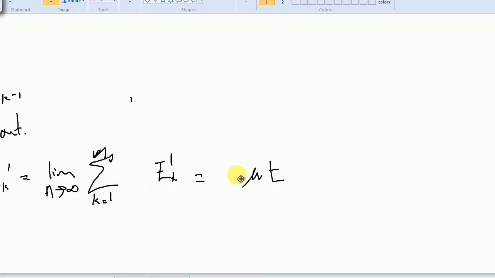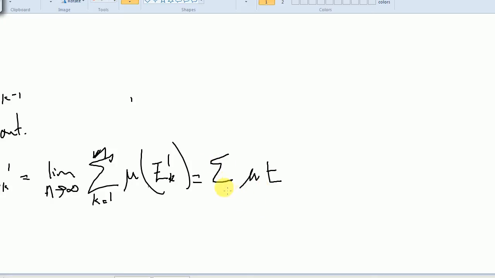Let me just move this a little bit over to the right. While I'm at it, I can make my k look a little bit nicer. The measure of e sub k prime is the sum from k equals 1 to infinity of the measure of e sub k minus, or slash, e sub k minus 1.